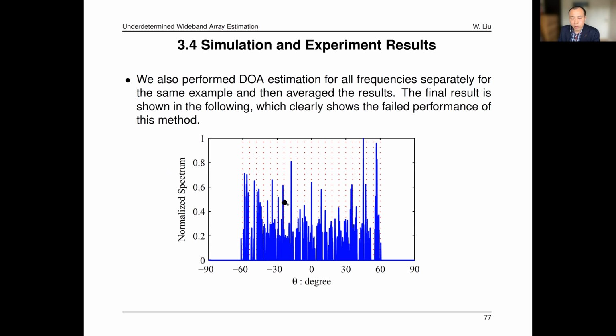If you do the average over each of the 15 frequencies, then you get this result. It's chaos, right? You can't really see the directions of the signal. So it's not working if you just have one single frequency when the problem is difficult.